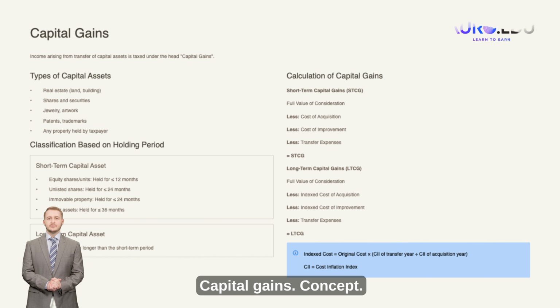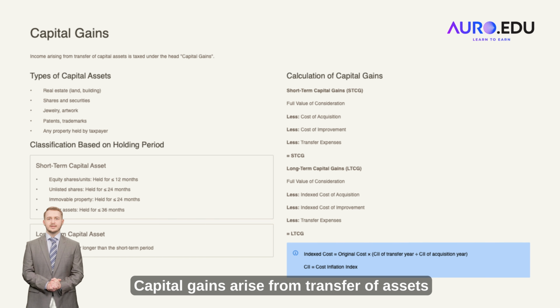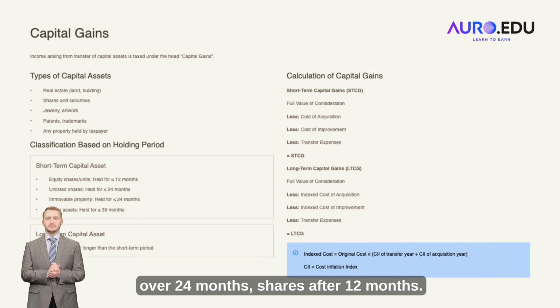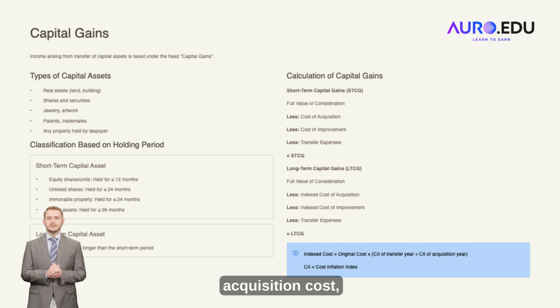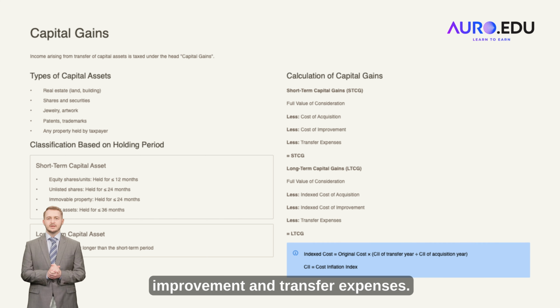Capital gains. Concept. Capital gains arise from transfer of assets like land, shares, or jewelry. Assets are classified as short-term or long-term based on holding period. Real estate becomes long-term if held over 24 months, shares after 12 months. Gains are computed as sale consideration minus acquisition cost, improvement, and transfer expenses. Long-term gains get indexation benefit using cost inflation index.